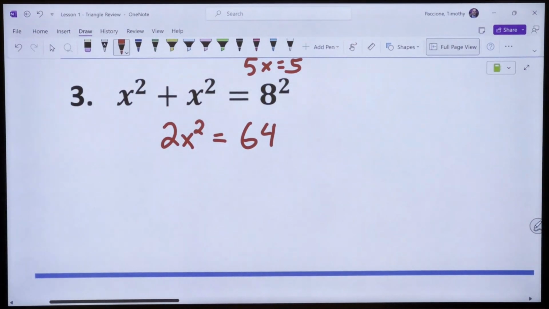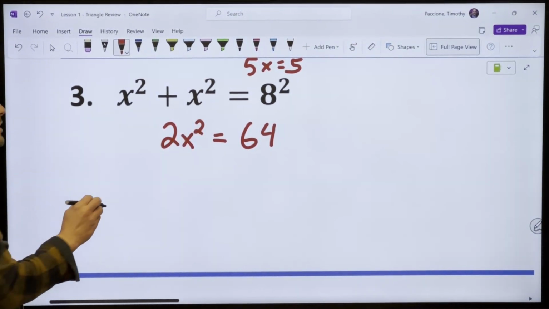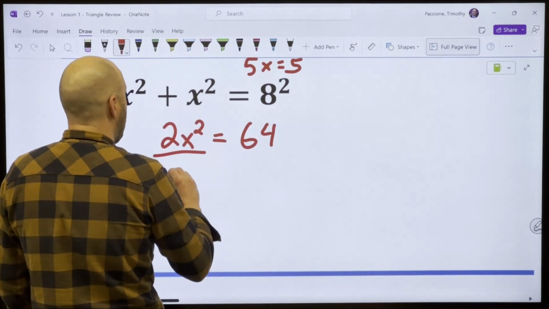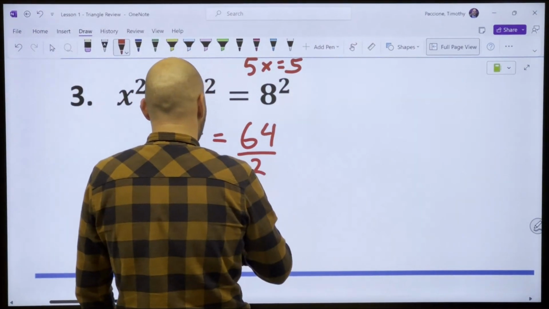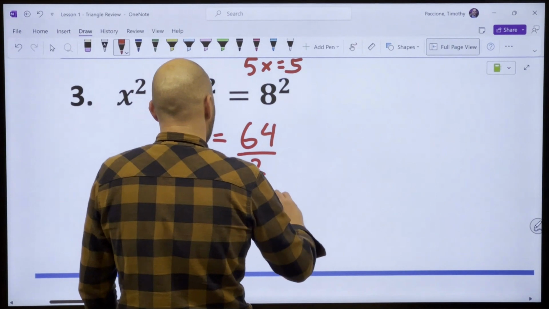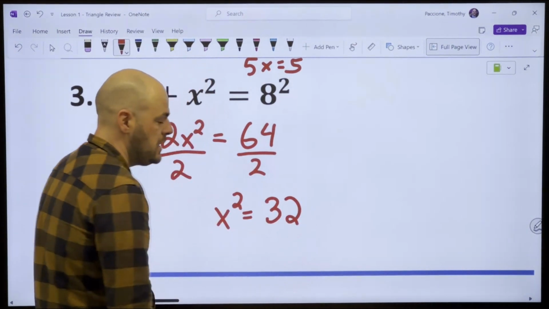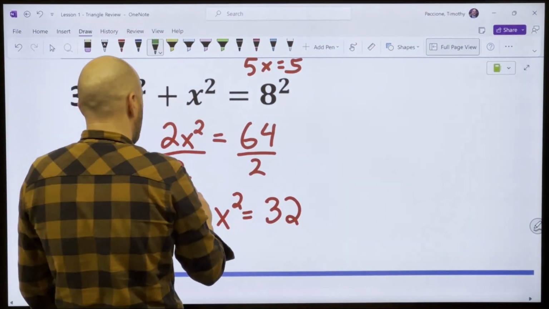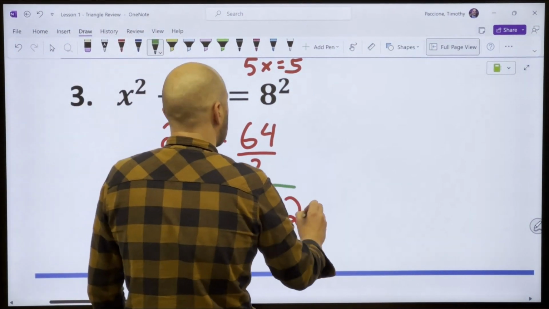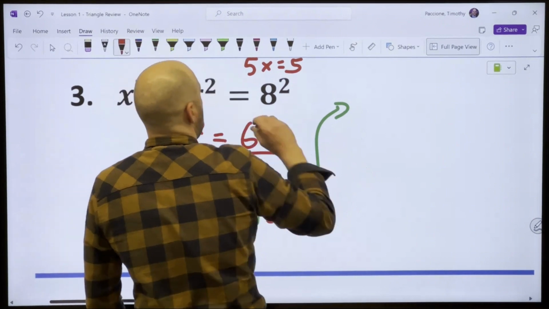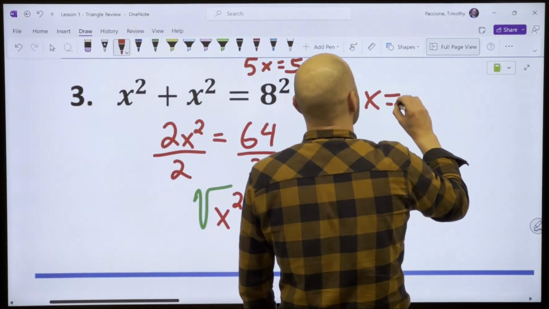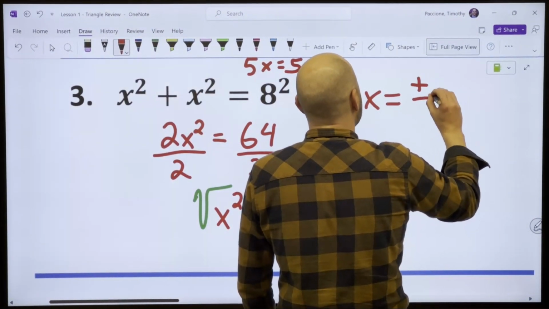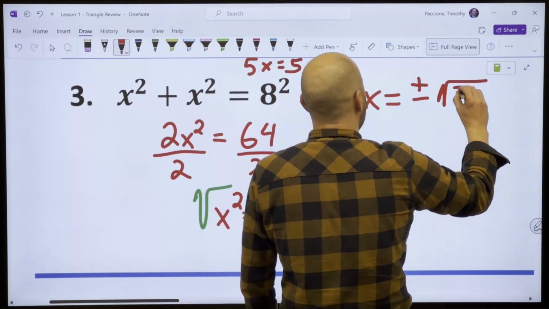Now, I saw this a lot in the test. Divide by 2. You're not isolated yet. Can't square root right now. The power is being raised on the x. So I divide by 2, I get x squared equals 32. Now what? Square root. Yeah, it doesn't have to be a perfect square to square root. And I get x equals plus or minus the square root of 32.